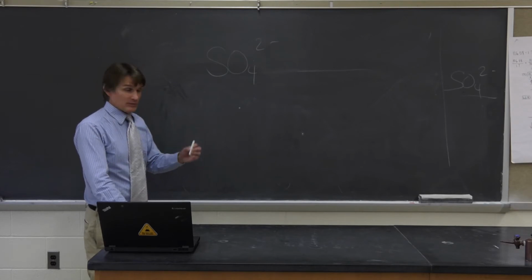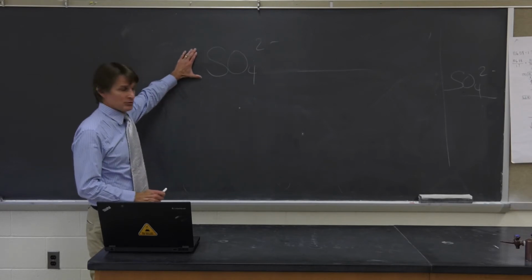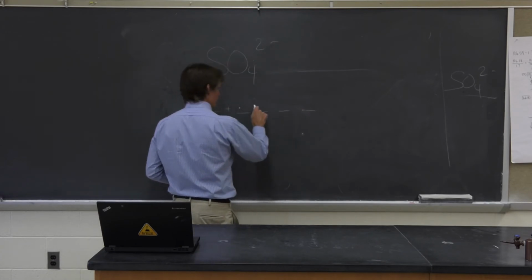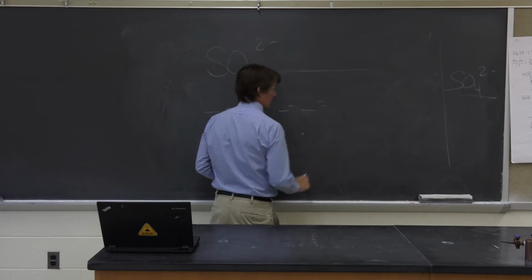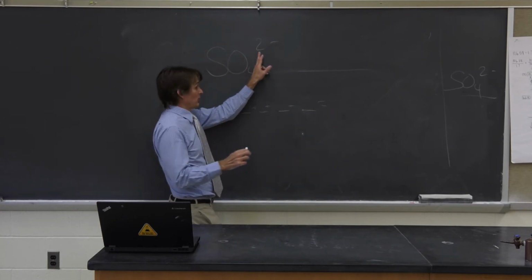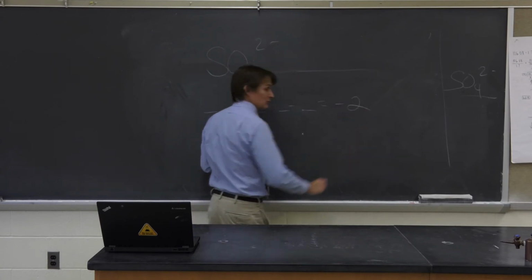All right, let's give this a shot, see how we're going to do this. I'm going to assign an oxidation number to sulfur and 4 oxygens, and when I'm done, I hope you remembered this. This is the first time that you've done this on your own where we're going to need to make that charge equal to a negative 2.